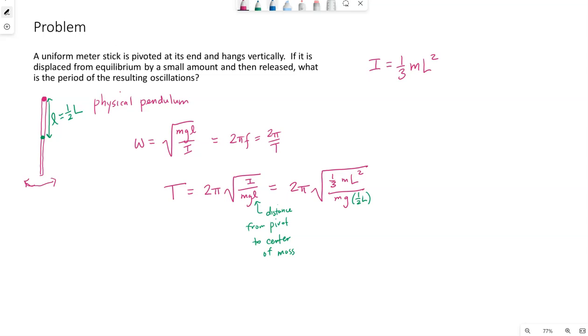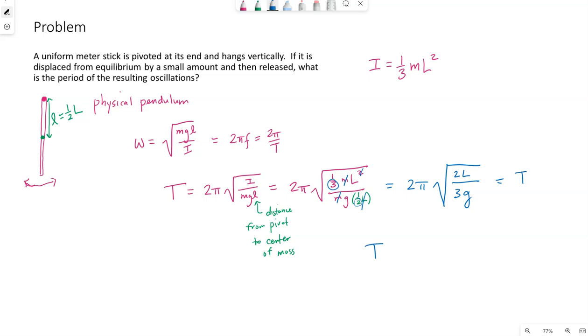Notice m cancels. One of these l's is going to cancel. So let's see, we're left so far with an L, the 2 down here will come to the top. I'm going to go ahead and write the 3 in the denominator because that's where it is. So my 3 is accounted for, my L is accounted for, my 2 and g are accounted for. So this is the period of my uniform meter stick.